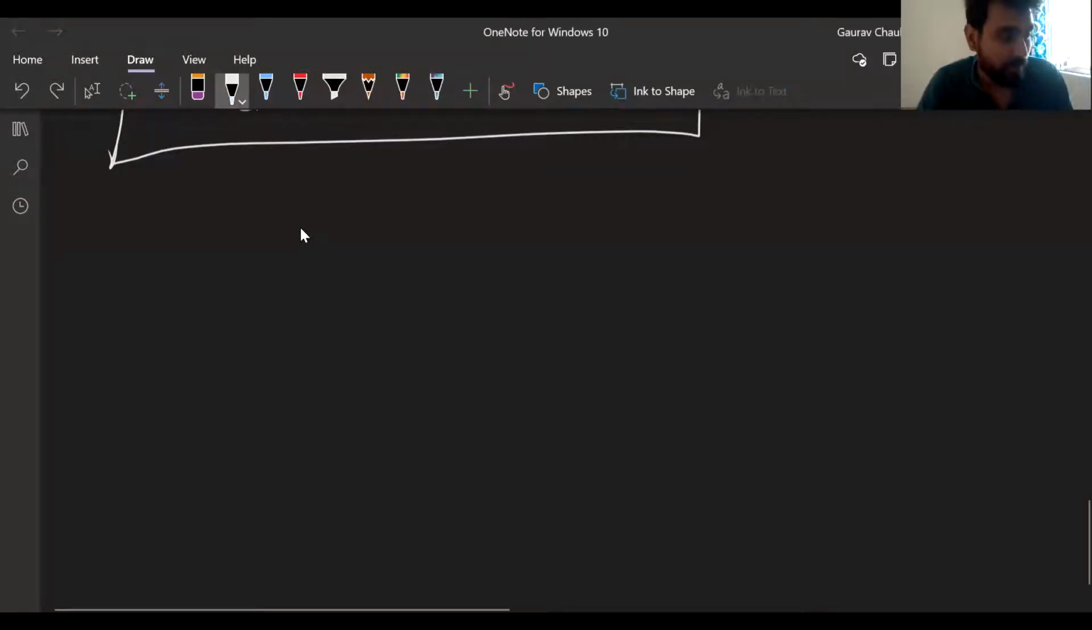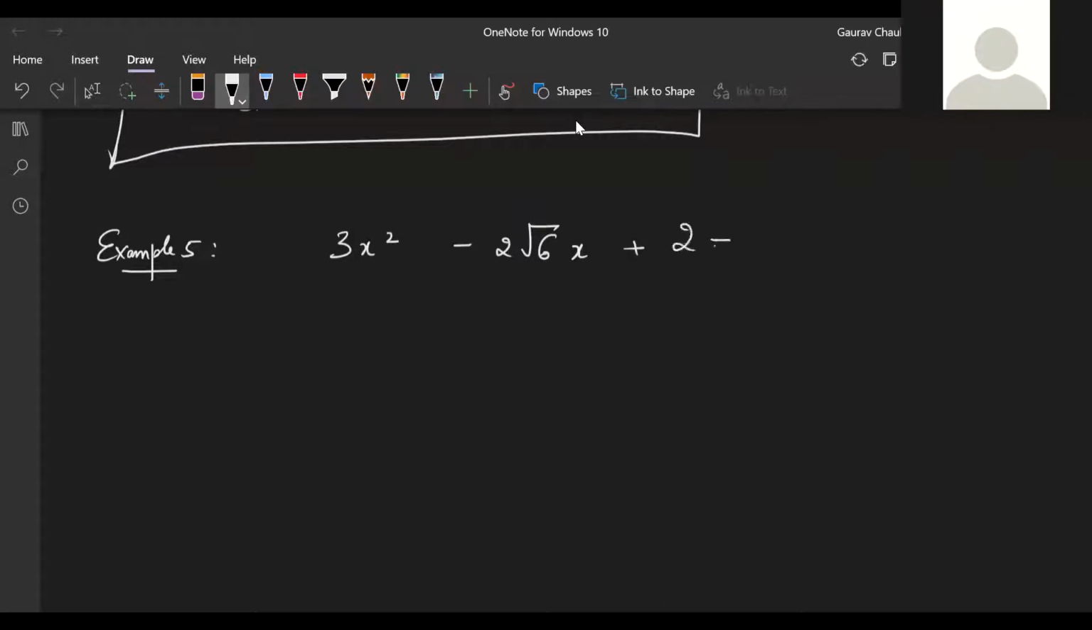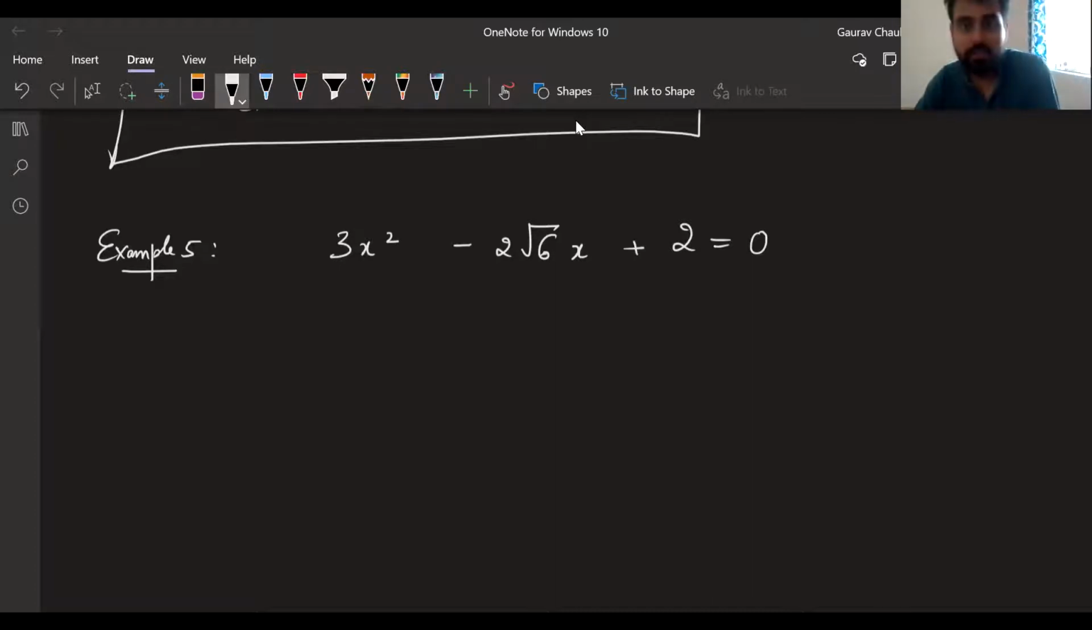Now I'm going to discuss example 5 first. This is a very interesting example. I asked you to have a look at it and actually try to solve it. So we're going to discuss that first. So the question is 3x square minus 2 root 6x plus 2 equal to 0. Yeah, we're going to discuss this right now. This is a very, very interesting question.